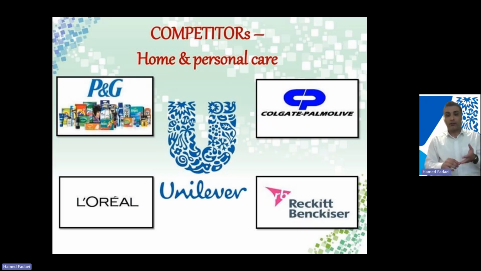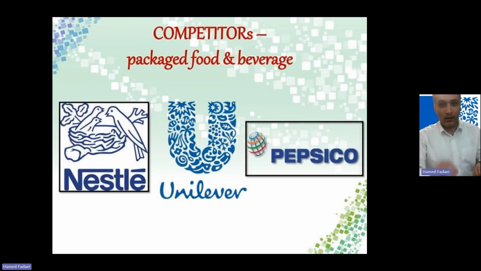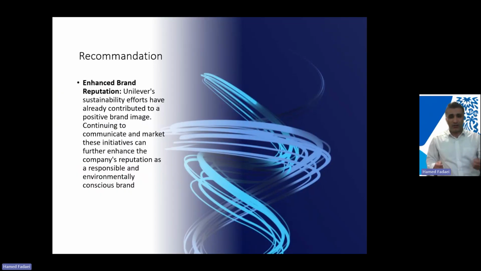In home and personal care, we have 4 competitors: P&G, L'Oreal, Reckitt Benckiser, and Colgate. Colgate is related to toothpaste and brushing. And you will also see packaged food and beverage, Nestle and PepsiCo. They are our competitors here. The recommendation for this one is that Unilever's efforts have already contributed to a positive brand image, so continuing to communicate and market this initiative will further enhance the company's reputation. But the drawback is that they should spend lots of money for that.